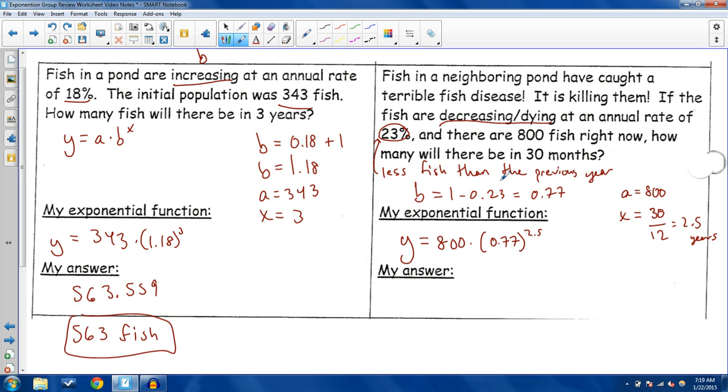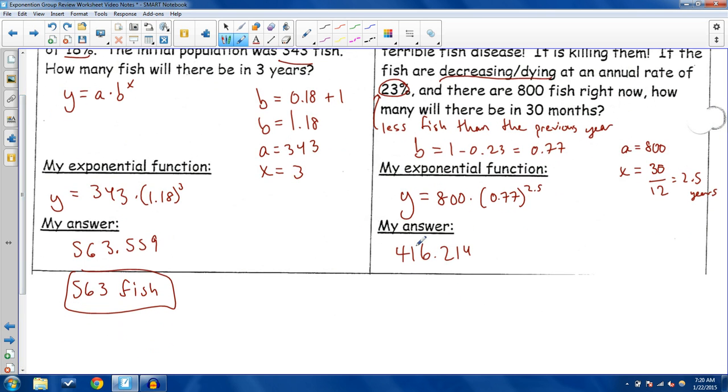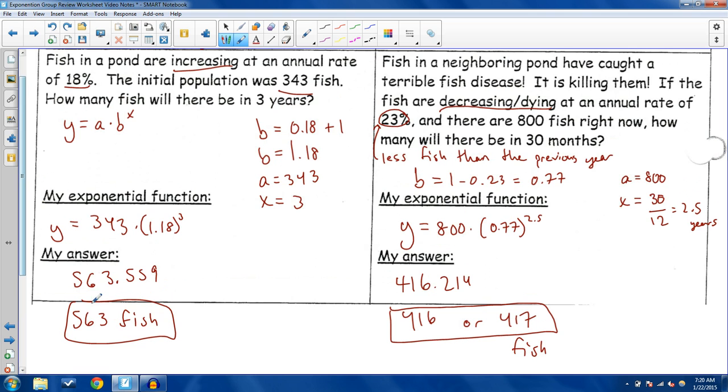Gotta rush this a little more. Times 800. I have 416.214, something like that, fish. Now, fish are dying. So the question for this, it's either 416 or 417. This one's more your philosophy. If you have 416 point whatever, did the 417th fish already die, or is the 417th fish dying? That's up to you, but you need to round to the nearest fish in one case or the other when they are dying. You'll notice the difference, though. You did not get the 564th fish yet in this case.